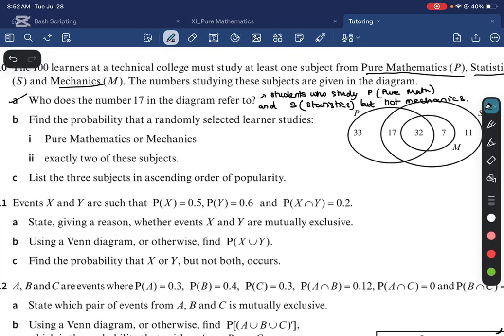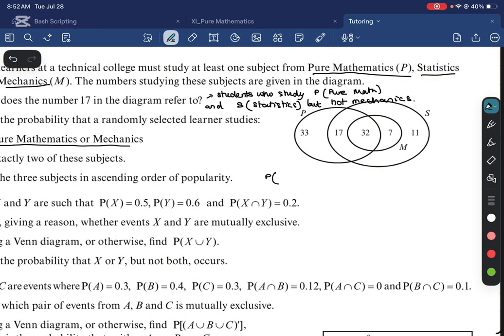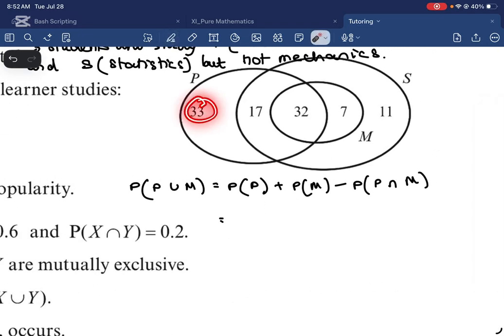Find the probability that a randomly selected learner studies pure math or mechanics. All right, so the probability of pure math or mechanics, or I can write union mechanics, again, because they have an intersection, they are not mutually exclusive. So that is probability of pure math plus probability of mechanics minus the probability of pure math intersect mechanics. So let's find the total number of students. To do so, we can just add these numbers up.